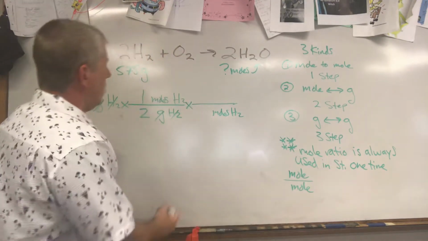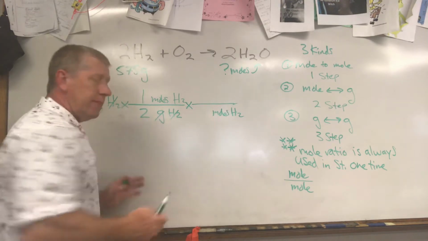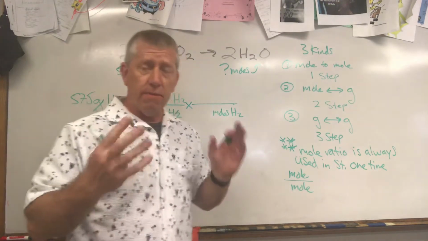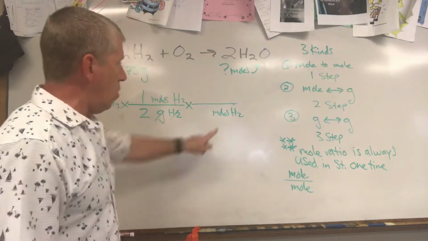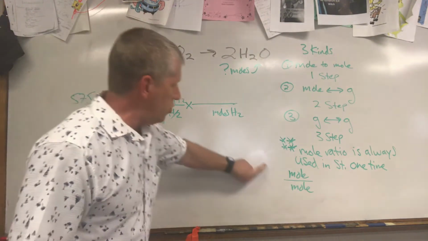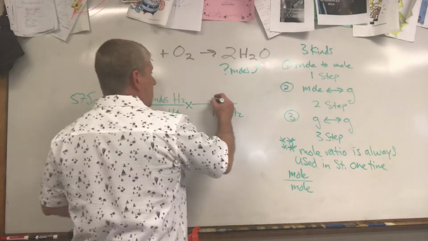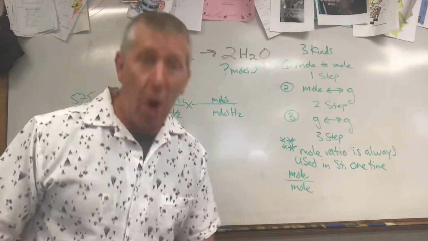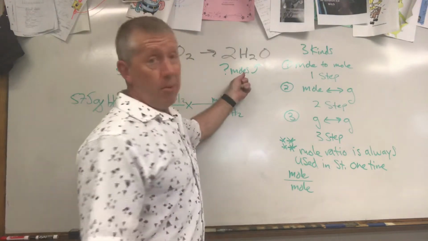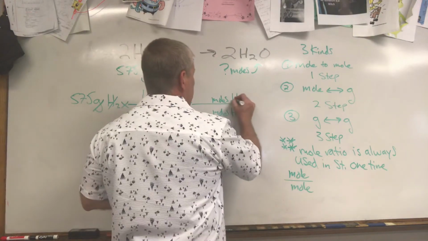Okay, now you have moles on the bottom for the first time in this conversion. That is a mole ratio. If moles is on the bottom, I have to put moles on the top. Moles of what? Moles of whatever you want. If you want to solve the problem, put water. Moles of water. That's what we're trying to find.